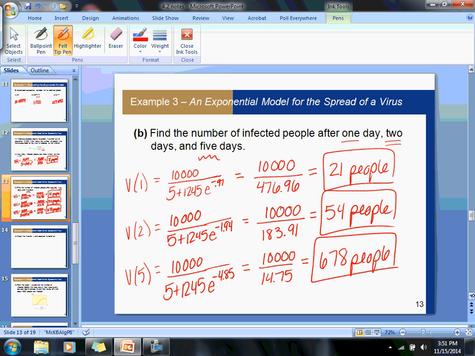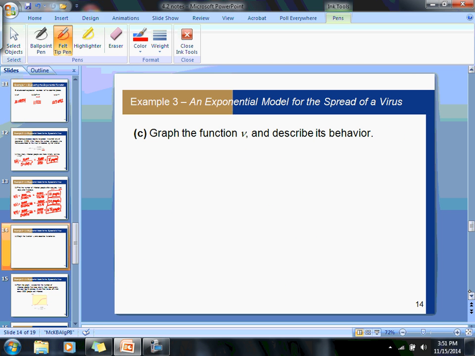Okay? Now for part C, they want you to graph this function and describe the behavior. So we have to go back to our very original function. When you put it into your calculator, make sure you put the numerator, the 10,000, into your calculator in parentheses, and then do divide by, and then put the whole denominator, the 5 plus 1245 times e to the negative 0.97 times x, put all of that in parentheses too. So numerator and denominator get put in parentheses.